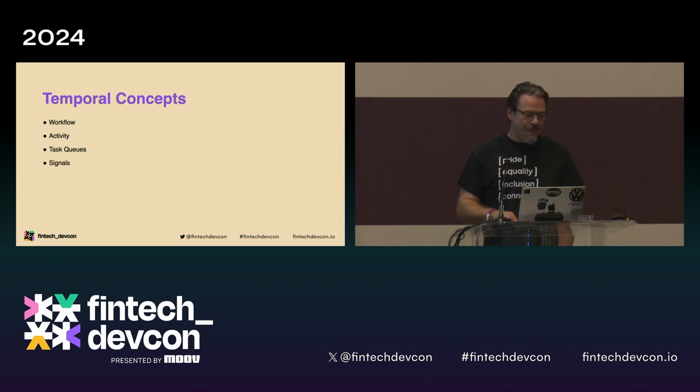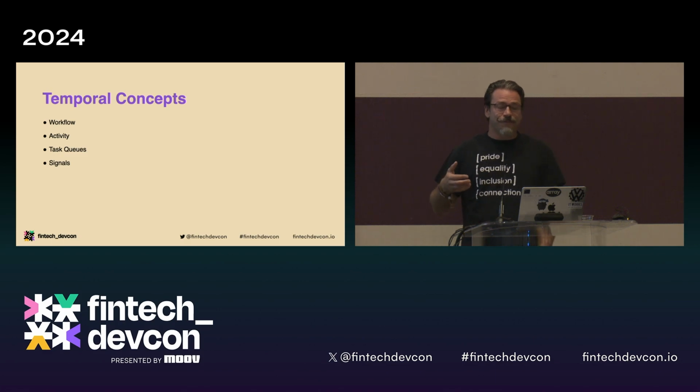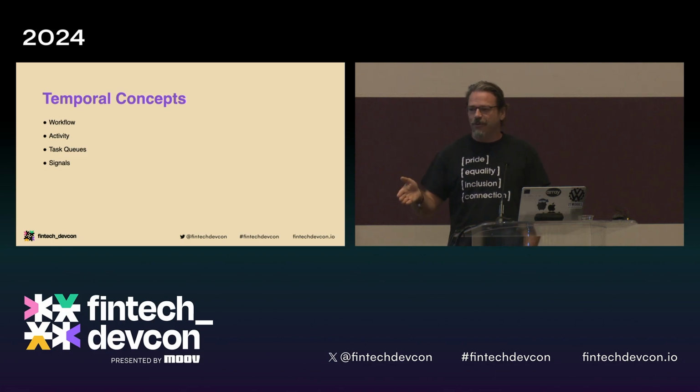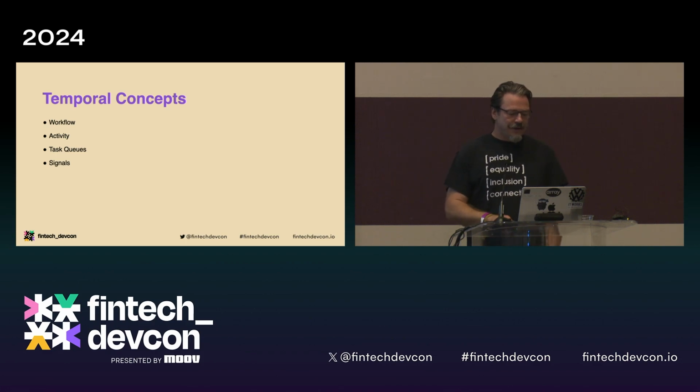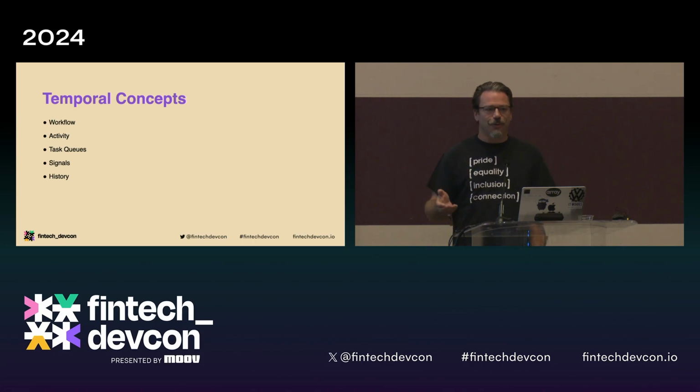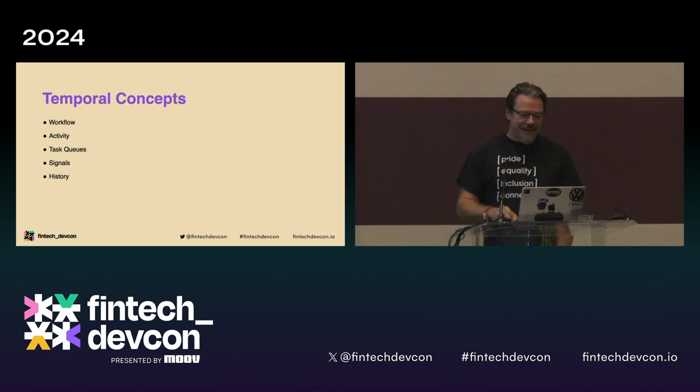And then there are signals in Temporal. I think of these as sort of pause points where you can stop and wait for something external. It's just a way of pausing execution and then allowing some other portion of the system to signal to the workflow that it's okay to proceed. And history, of course. That's sort of the central concept of this durable workflows model, the saving of history in some kind of durable storage.